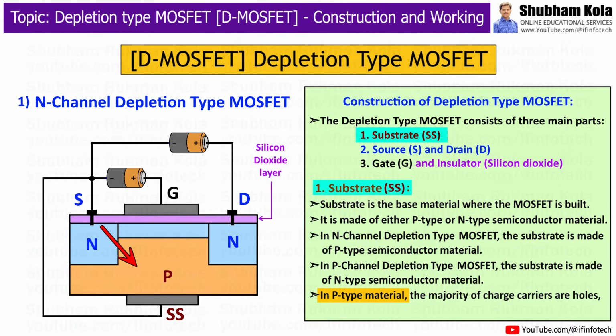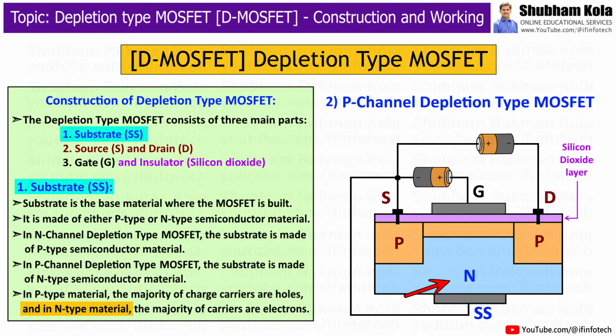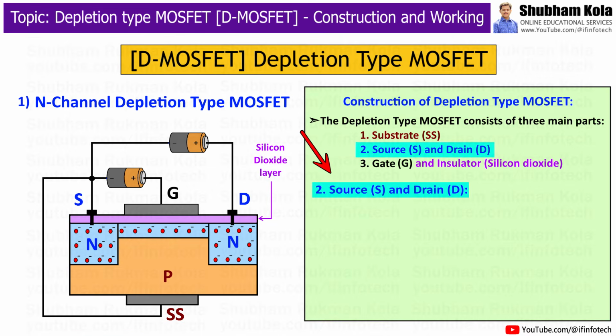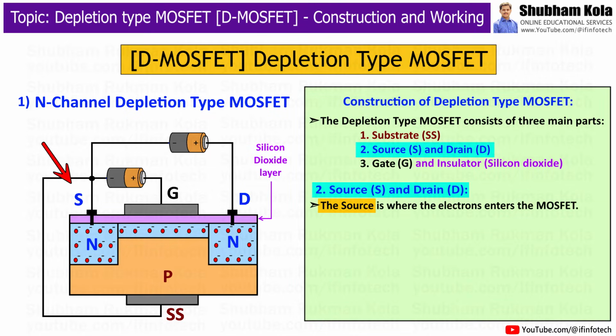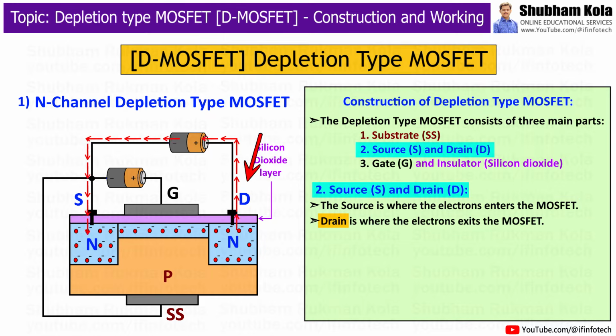In P-type material, the majority of charge carriers are holes, and in N-type material, the majority of charge carriers are electrons. Next is source and drain. The source is where the electrons enter the MOSFET, and the drain is where the electrons exit the MOSFET.